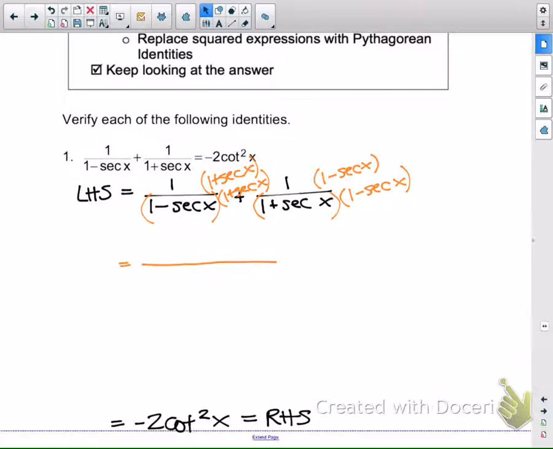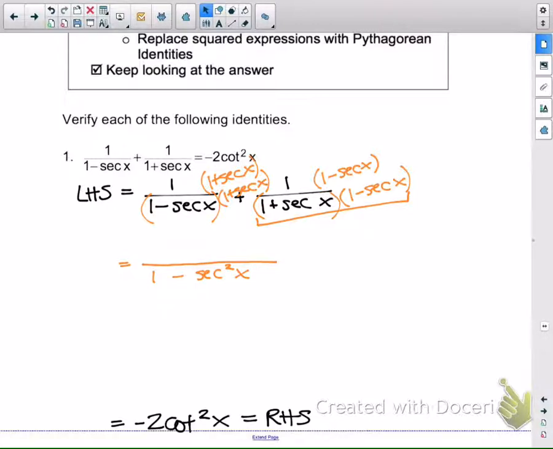You do not have to show all of the multiplication here if you understand that when you multiply these together, there is a difference of squares, right? So if I FOIL those two things together here, 1 times 1 is going to give me 1. My outer terms are going to give me minus secant. My inner terms are going to give me plus secant. What are those going to do? Cancel. Then my last terms is secant times negative secant, which will give me minus what? Secant squared.